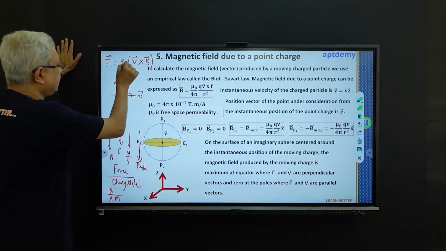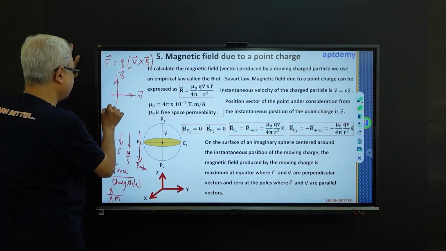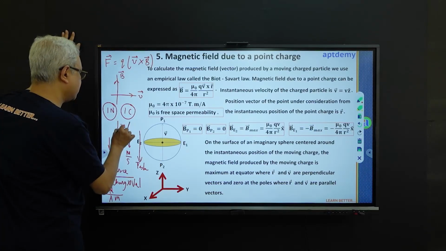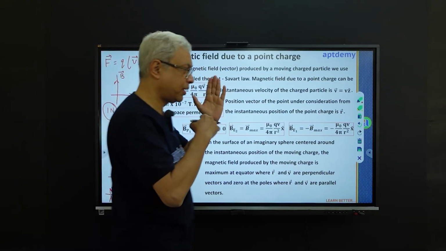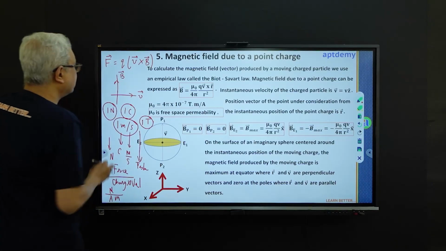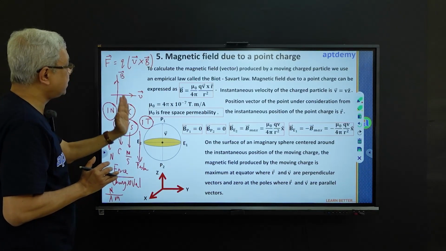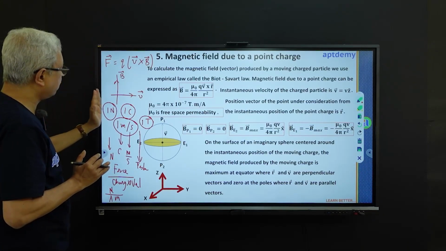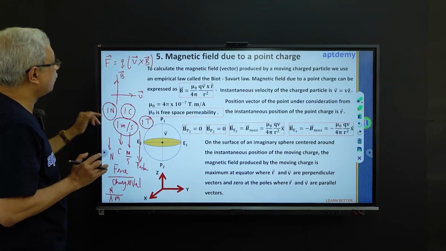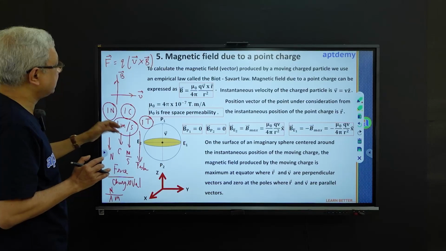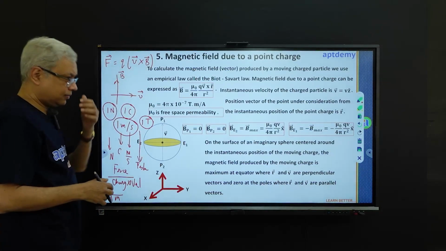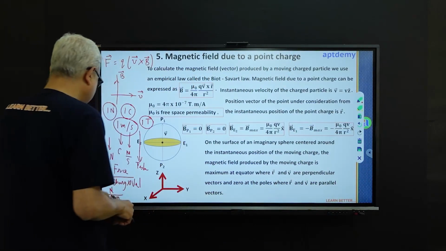And if 1 newton of force is experienced by a 1 coulomb charge having velocity 1 meter per second, and if velocity and B are perpendicular to each other, then we say that the magnetic field present over there is 1 Tesla. So 1 Tesla of magnetic field produces 1 Newton of force on a 1 Coulomb charge moving with a velocity of 1 meter per second in a direction perpendicular to a magnetic field whose strength is 1 Tesla. In that manner, you can define the magnetic field also. And Tesla's unit can be Newton per ampere meter.